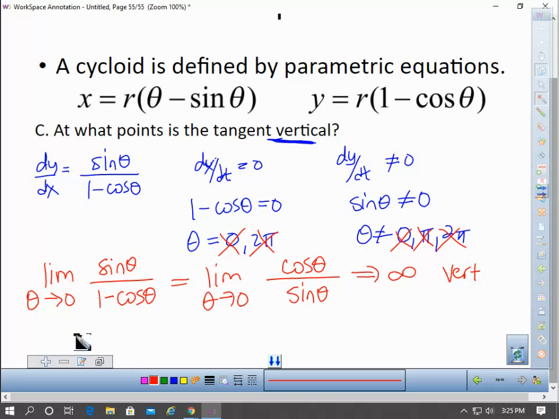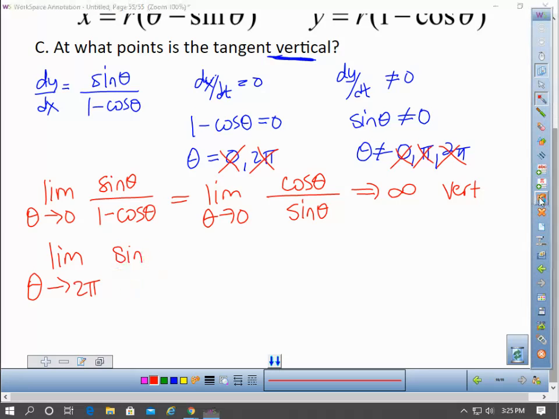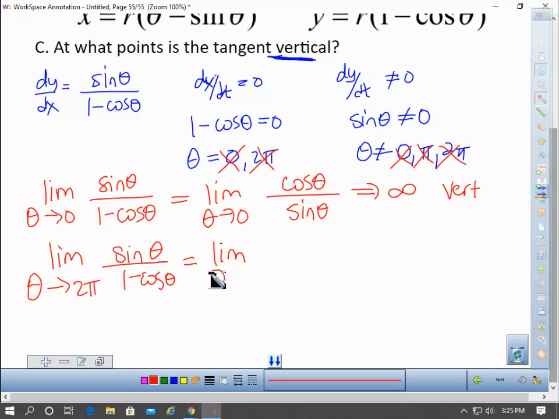Okay. Then the other one that we're going to do, and you don't have to do this very often. Now I'm going to do 2 pi, because these are my only two options and they both canceled out. So what we're doing is checking to see if there's actually a possibility. Sine over 1 minus cosine. Going to 2 pi gives you the same thing, 0 over 0. So I'm going to do the limit, L'Hopital's rule again, except we're going to 2 pi.